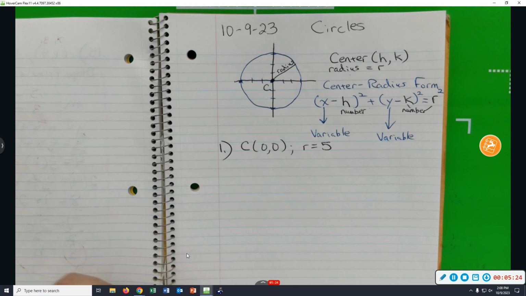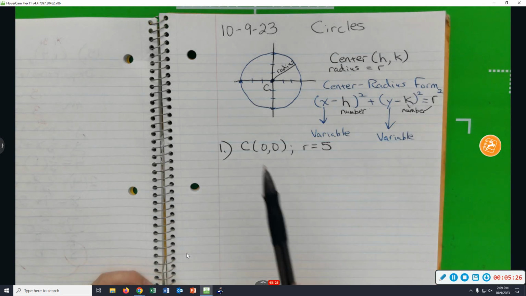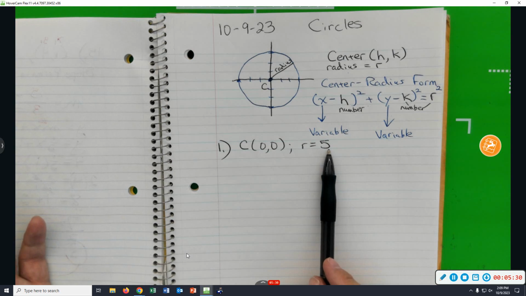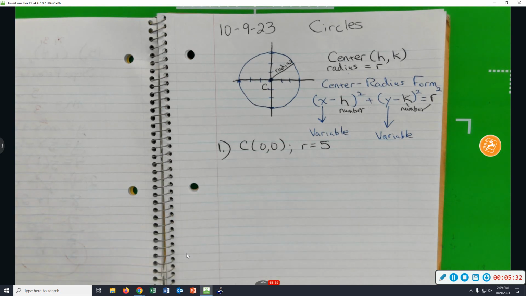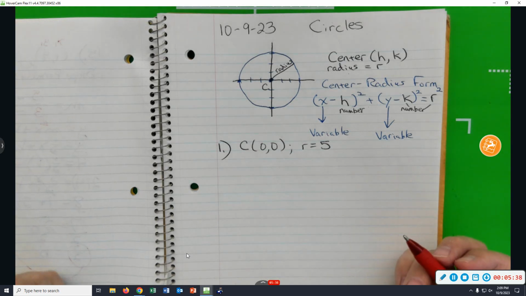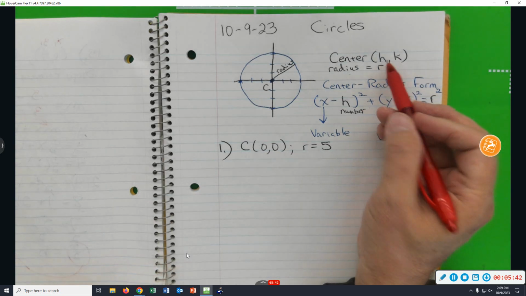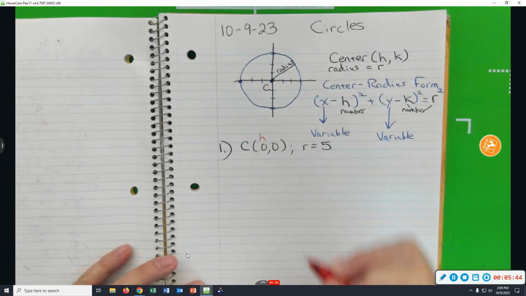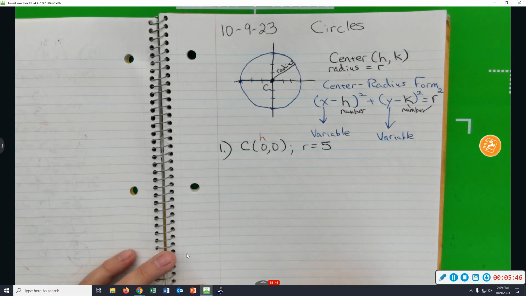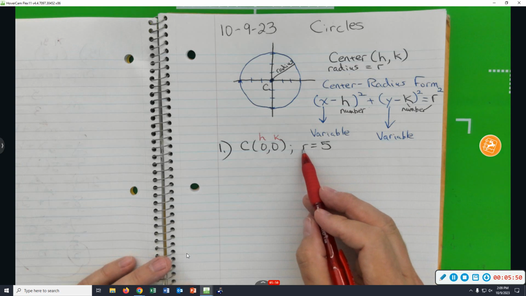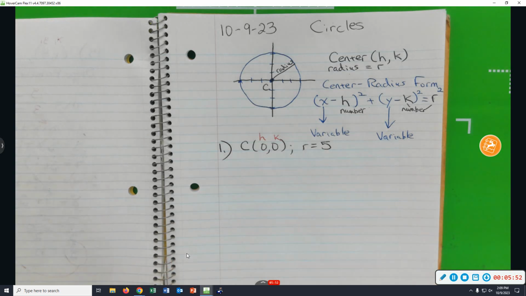To write the center radius form of a circle, you need to know the center and the radius. They gave us that. So I'm going to denote h and k. In this case, h and k are the same number. What's my h value? 0. And letter h represents the x coordinate of the center. And what's k? 0 as well. And we know the radius, r equals 5.